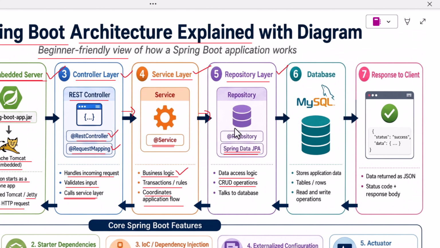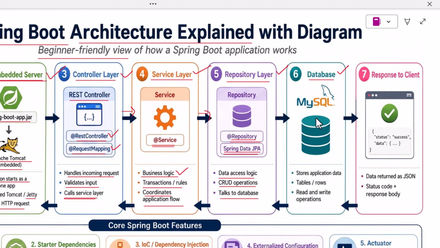The repository annotation represents the data access layer, although Spring Data repository interfaces are detected automatically when properly configured. The repository works with entity classes. An entity represents data stored in a database table. For example, a user entity may map to a users table. An order entity may map to an orders table. When the service asks the repository to save or retrieve information, the repository communicates with the database through JPA and the configured persistence provider. The sixth step is the database.